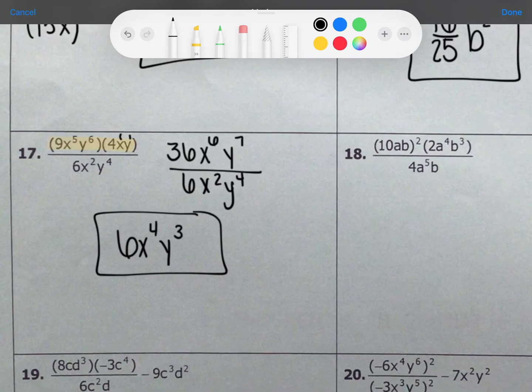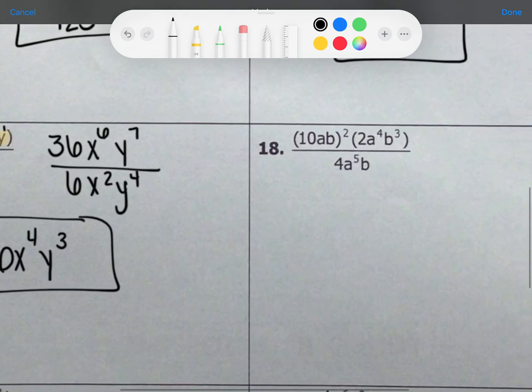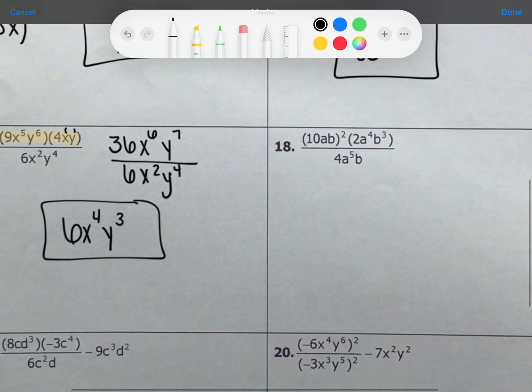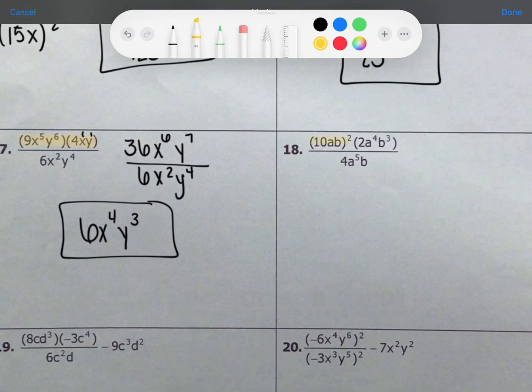Number 18. You can do it. I'm going to give you a hint. Distribute first, then multiply, then divide. Pause the video.